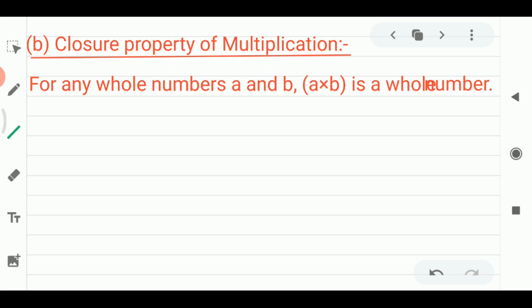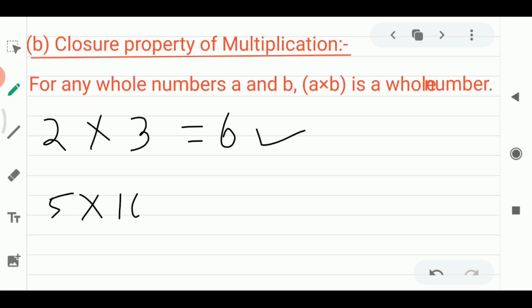Suppose 2 is a whole number and 3 is a whole number. When we multiply 2 with 3, we will get 6. 6 is also a whole number. Suppose 5 is a whole number and 10 is also a whole number. So 5 into 10 is equal to 50. 50 is also a whole number. It means when we multiply two whole numbers, we will get another whole number.